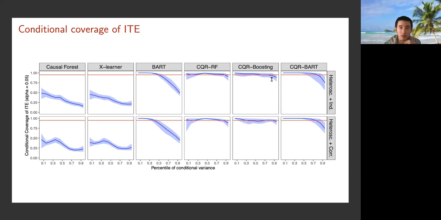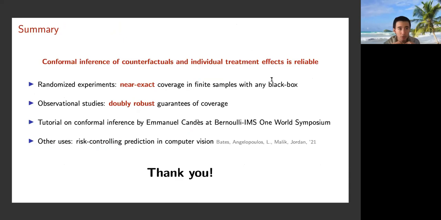So that's pretty much about the empirical results and our main result in this talk. So let me wrap up. In this talk, we proposed a conformal inference-based method for counterfactuals and individual treatment effects, which is reliable in the sense that for randomized experiments, we can achieve near exact coverage in finite samples with any black box algorithms. And more generally, for observational studies where the propensity score is unknown, we can achieve a doubly robust guarantee of coverage.